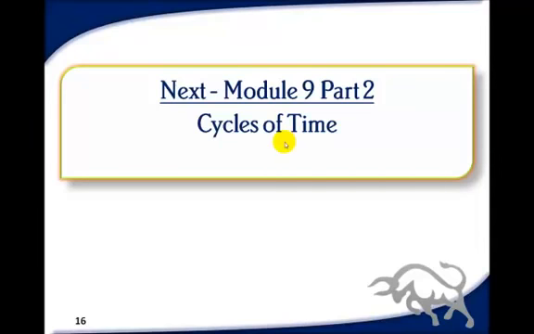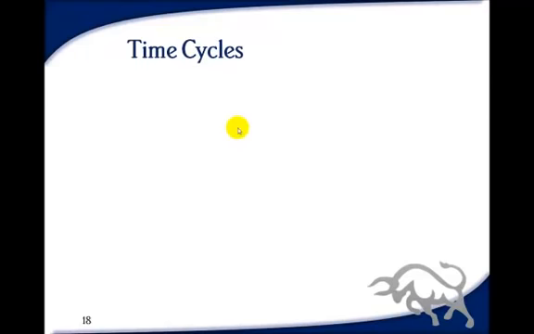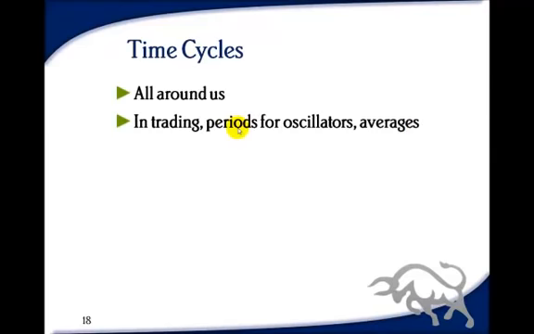So here we are with module 9 part 2. This is where we're basically talking about cycles of time. Time cycles, well, as we know, they're all around us. Obviously, day and night is a cycle. Biorhythms, those are the cycles where you have 28 days for health and 33 days for emotions and things. We have cycles around us, the seasons, the annual cycles, everything runs around cycles.